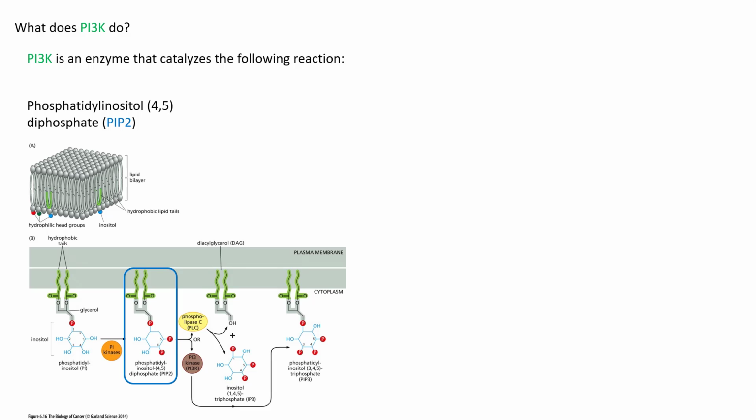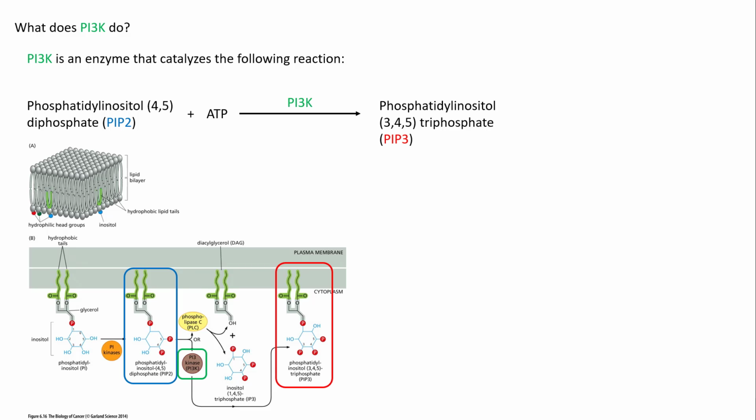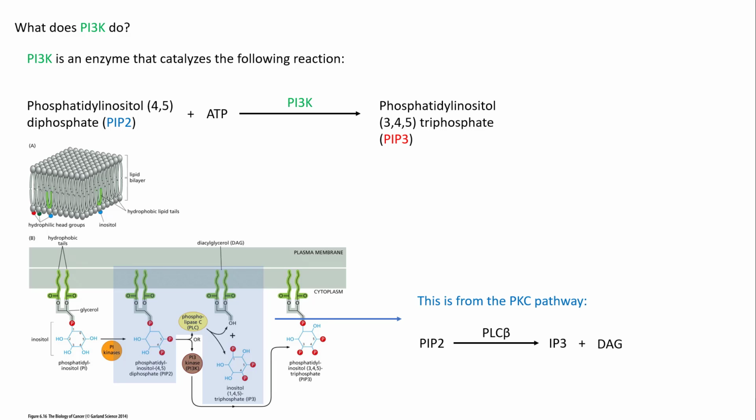Phosphatidylinositol 4,5-bisphosphate, PIP2, plus ATP will give us phosphatidylinositol 3,4,5-trisphosphate, PIP3. And this is the reaction that is being catalyzed by PI3 kinase. The part that's highlighted in the picture below is part of the PKC pathway, PIP2 to IP3 plus DAG, which is catalyzed by PLC beta.